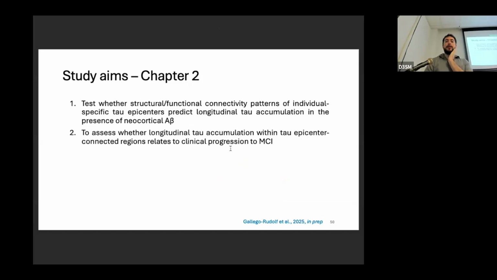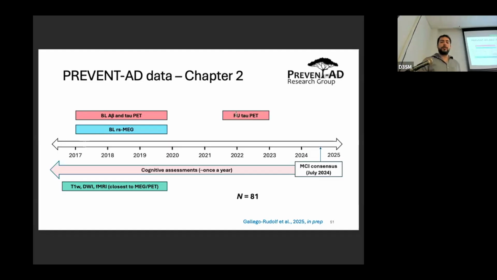So the aim of this study was to use structural and functional connectivity methods derived from multimodal neuroimaging in order to assess whether connectivity can predict the longitudinal accumulation of tau, and whether this is modulated by the amount of amyloid that the participant expresses. And we also wanted to test whether this connectivity-facilitated accumulation of tau would be related to clinical progression to MCI, because now that we're using the longitudinal tau, we know, as I mentioned, that some participants are actually developing cognitive impairment. So the data that I used for this project is, again, the baseline amyloid and tau PET data and the MEG that were collected in this time window.